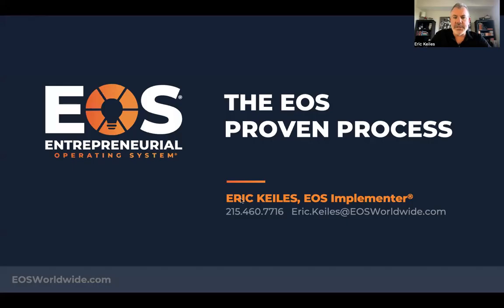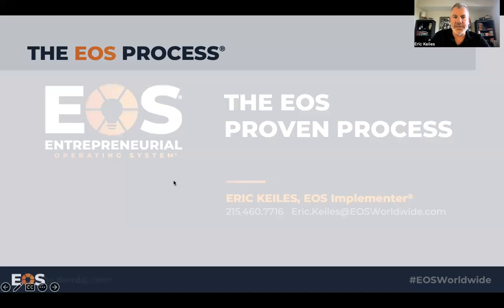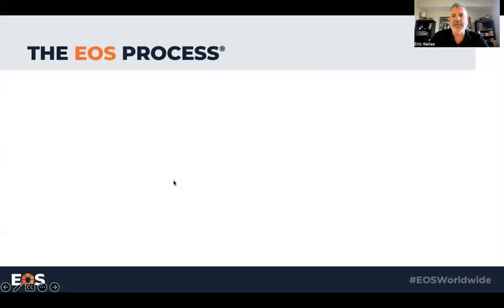Let's dive right in. One of the things about EOS is that it's all about proven process. One of the steps we'll take together is that we will actually develop your company's proven process. This is a good example of the EOS proven process. When you have a process, it has a beginning, a middle, and an end. The first thing that we start with is what's called the 90-minute meeting.